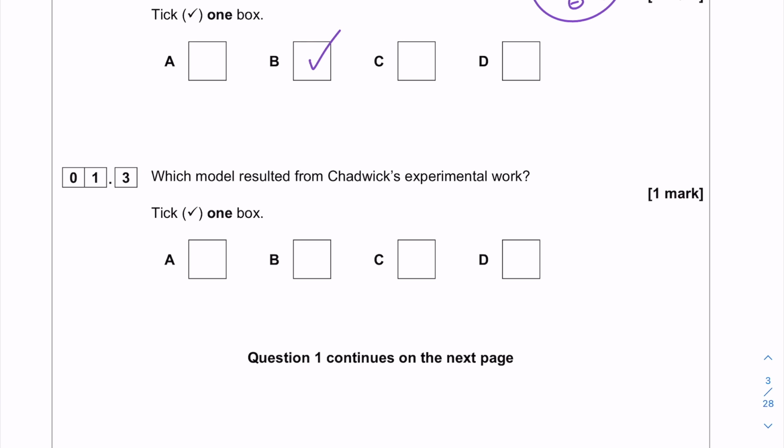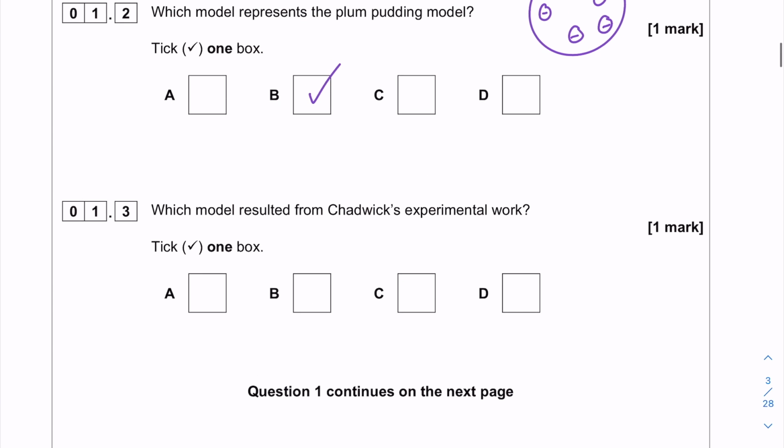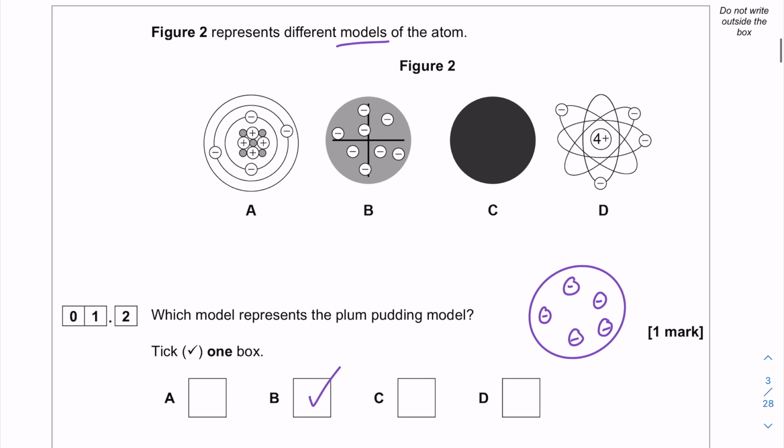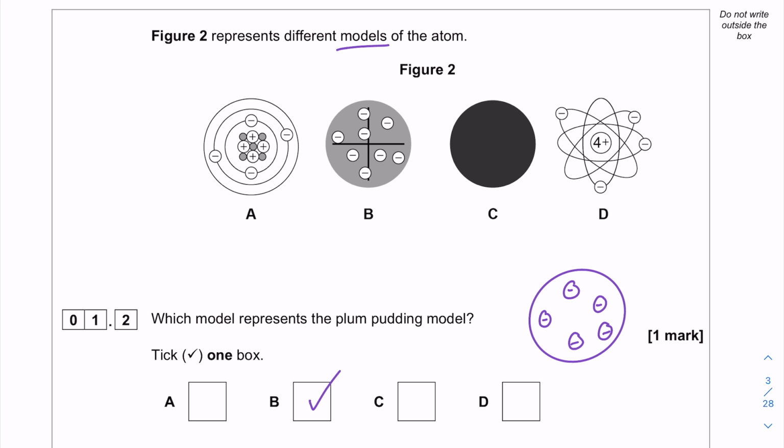Which model resulted from Chadwick's experimental work? Chadwick was the guy that discovered neutrons. So let's have a look at the one with neutrons in it. We can see them over here, embedded with the protons, so it's A.